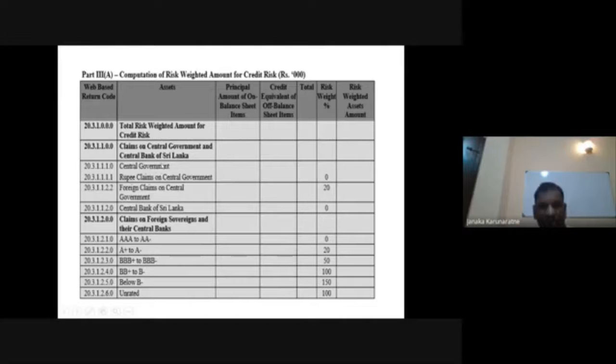Now there are different elements in terms of claims on the central government and the Central Bank of Sri Lanka. For rupee claims on the central government, the risk weight is 0. For foreign claims on the central government, if there are foreign loans to central governments, then 20%. Central Bank of Sri Lanka, 0%. Then look at the claims on foreign sovereigns and their central banks. Depending on the credit rating, you see the risk weight is different. If you have lent to a foreign sovereign or central bank and the rating is AAA to AA minus, your risk weight is 0. If it is BB plus to B minus, the risk weight is 100%, and below B minus, 150%, and so on. The important thing is that the risk weight is linked to the risk rating.